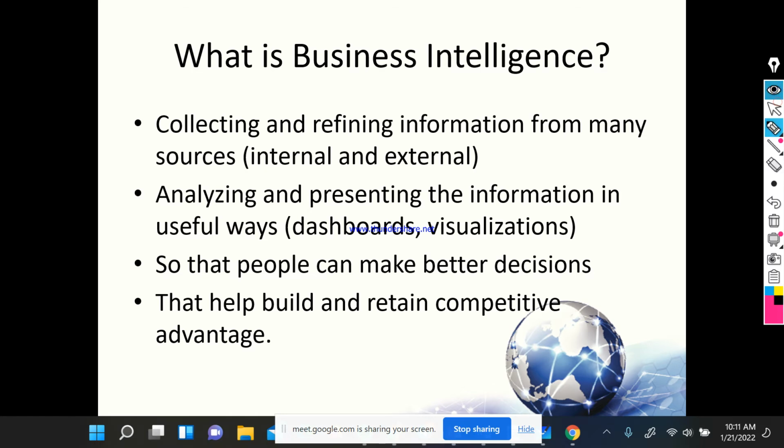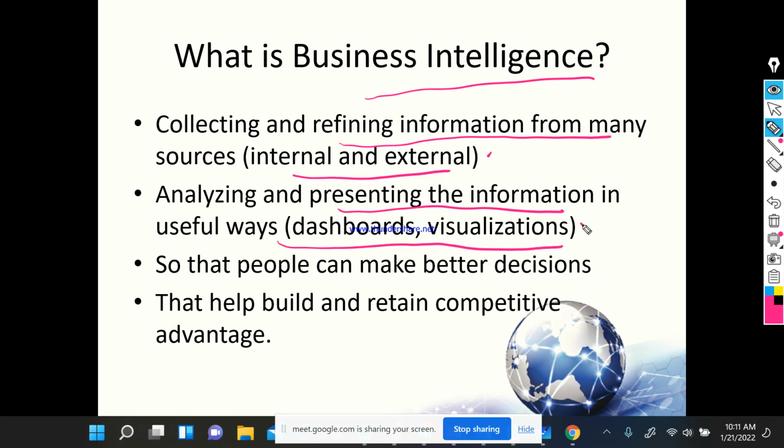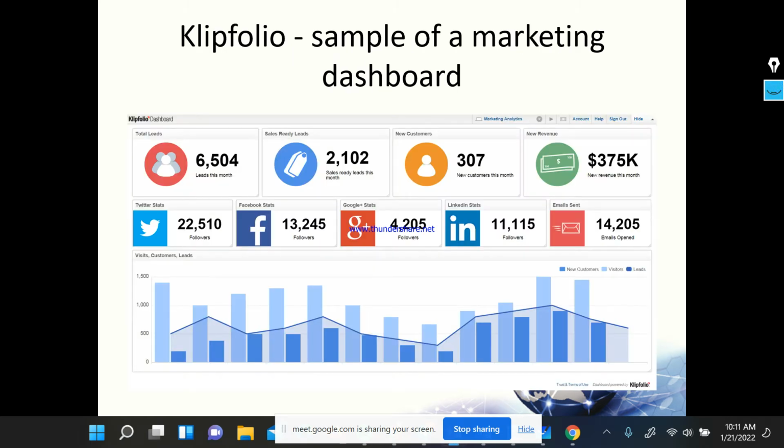We can actually see much more here. So we can see now what is business intelligence. Collecting and refining information from many sources, internal, external, analyzing and presenting that information in a useful way, like dashboards and visualization, so that people can make better decisions. This helps build and retain competitive advantage. That means you can continuously track, understand the pattern, and since there is a visualization, that helps you to make the decisions.